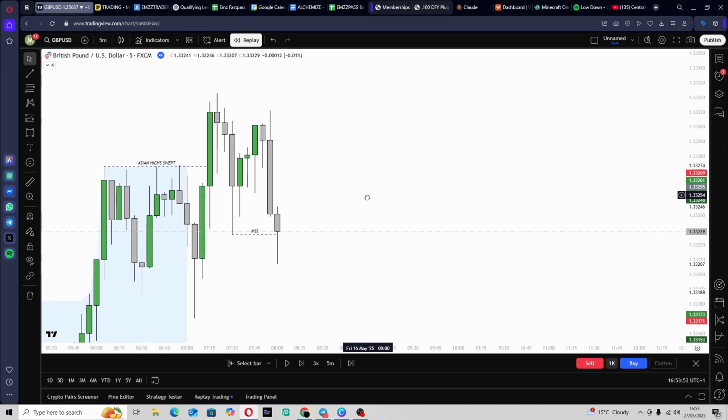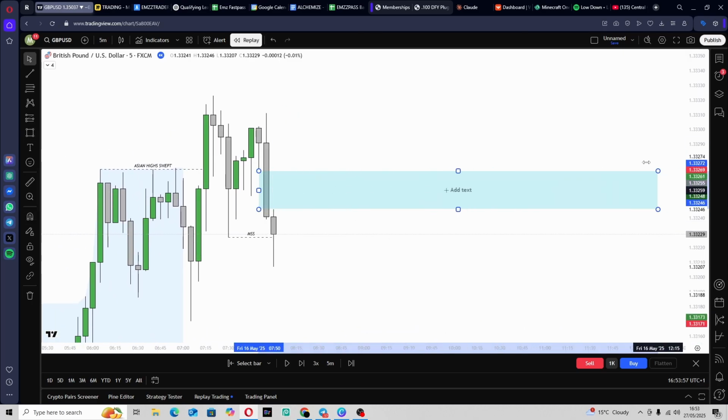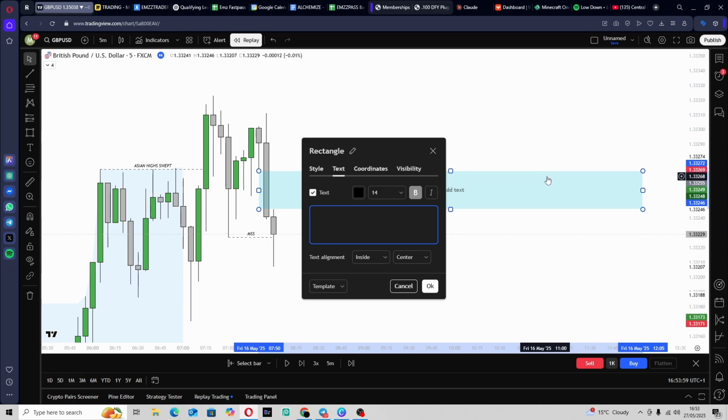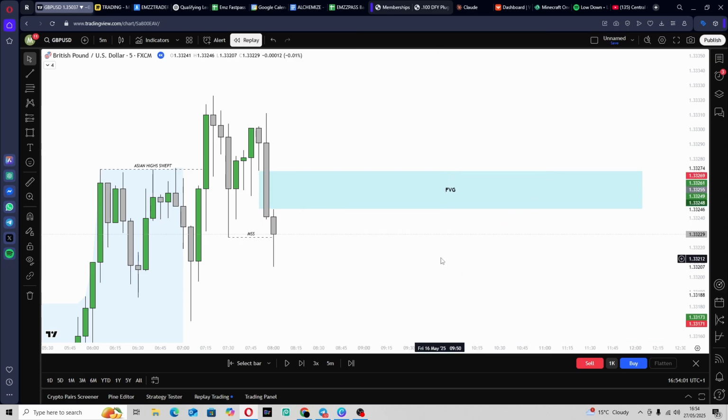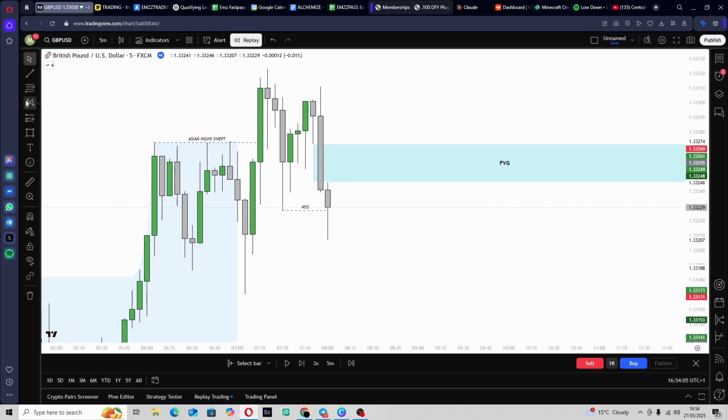Anyway, all we need to do now is mark out our fair value gap, which will be from here to here. So this is the fair value gap that we're going to be marking out, FVG right there, and all we're going to be doing after we mark out that FVG is playing price, and we are going to be entering our short position right there.